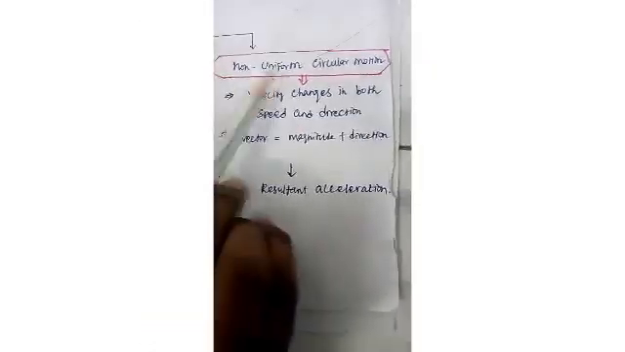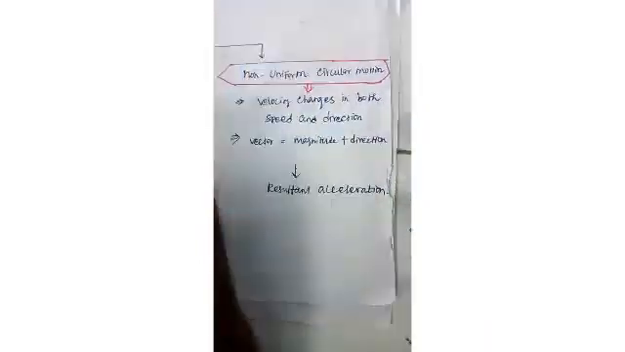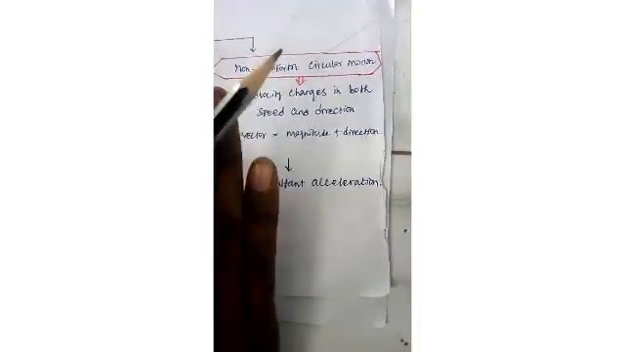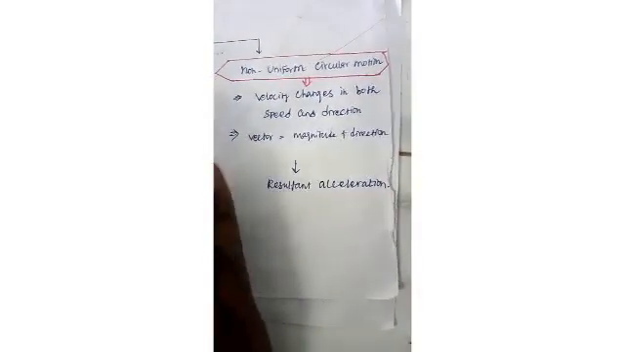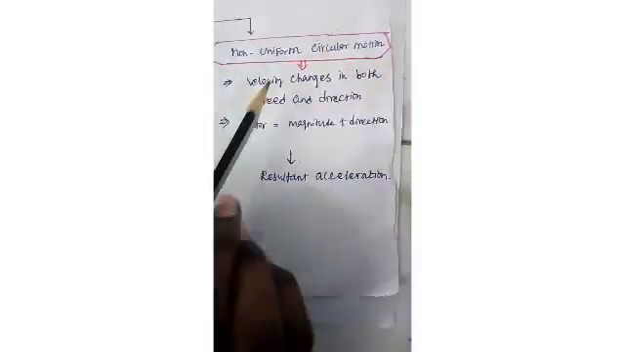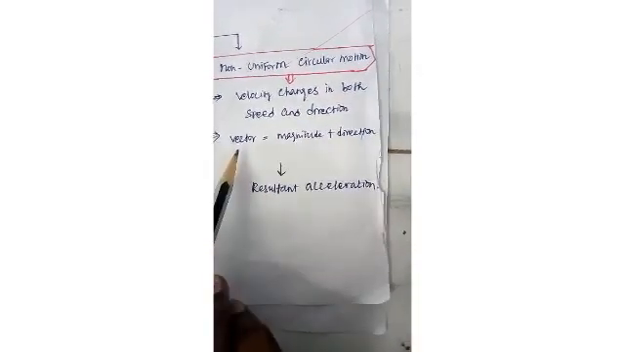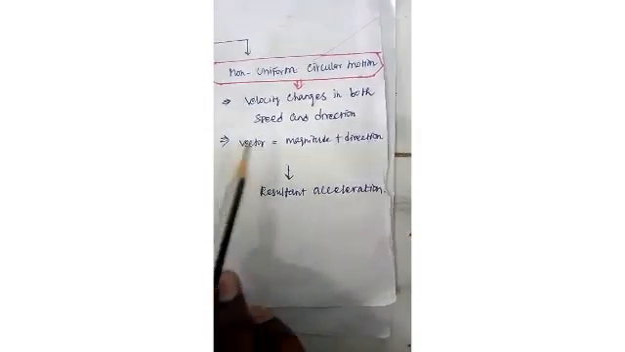Next one is non-uniform circular motion. What is non-uniform circular motion? Non-uniform circular motion is nothing but an object moving along a circular path with both speed and direction continuously changing, and it covers unequal distance in equal intervals of time. That type of motion is called non-uniform circular motion. Here the velocity changes in both speed and direction, because a vector is nothing but magnitude plus direction, and velocity is a vector quantity.